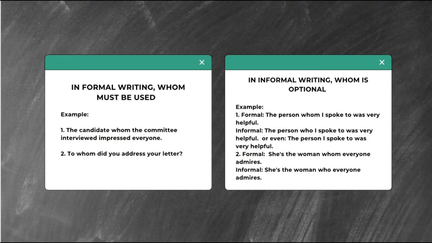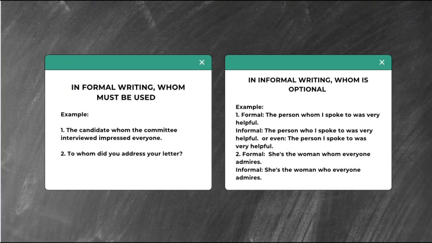Let's proceed to the informal writing, where whom is optional. The first example, as you can see, in the formal way: the person whom I spoke to was very helpful. But in the informal way: the person who I spoke to was very helpful, or even the person I spoke to was very helpful.